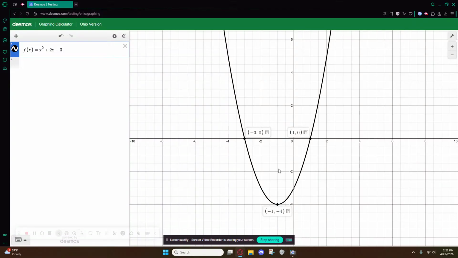If you go so far as to find the y-intercept, which is 0, negative 3, and you put that on, it will mark it wrong because it didn't ask you for the y-intercept. It asked you for only the x-intercepts.